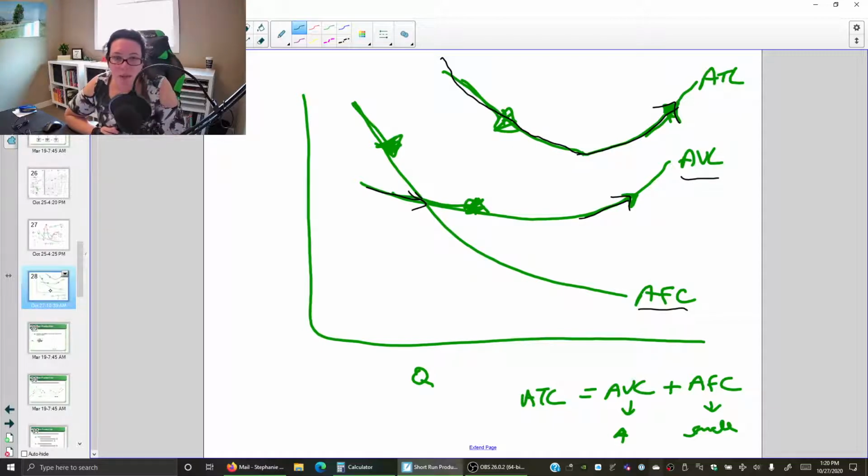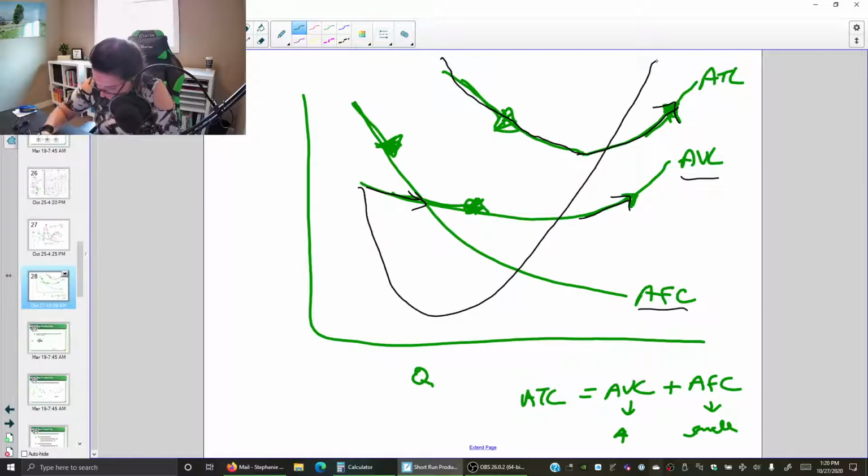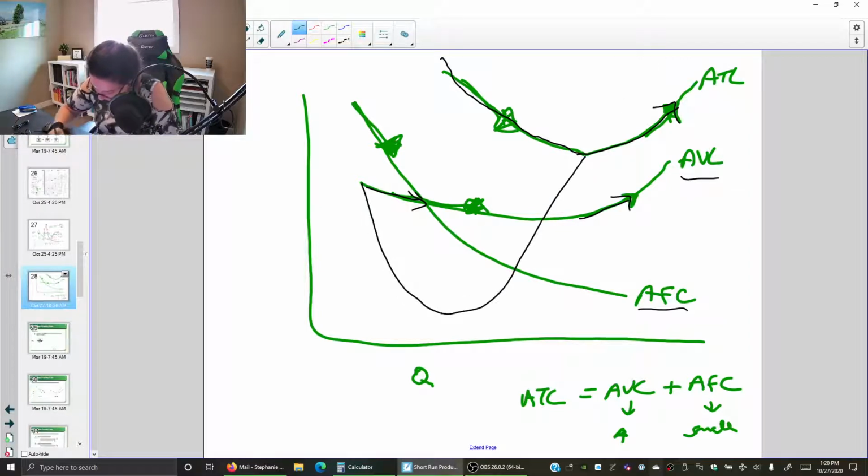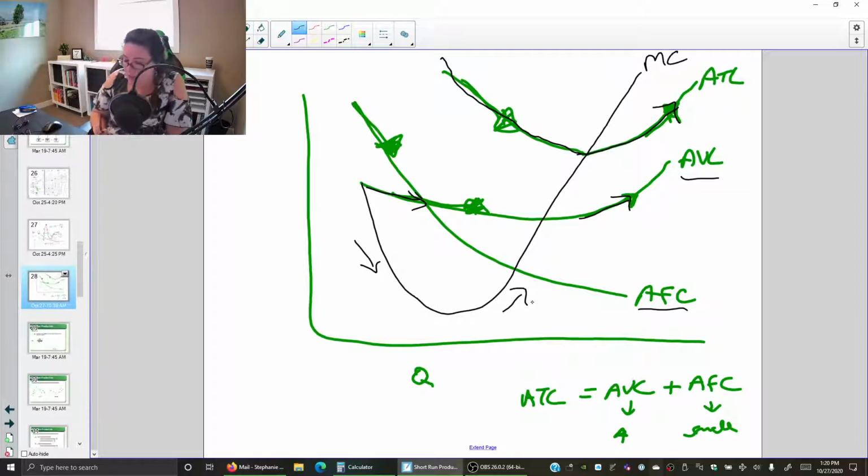When you graph the marginal cost curve, it looks like this. Oops, I missed. Let's try that again. The marginal cost curve looks like a check mark. It goes down and then it goes up. And the reason the marginal cost curve looks like a check mark is because marginal product goes up and then down. So we get divisions of labor.